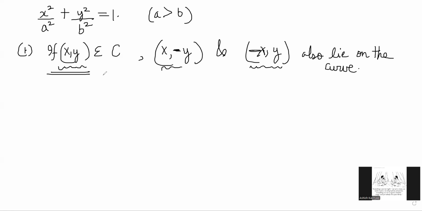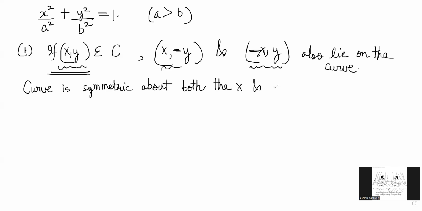So what this tells us is that if you have one point on the ellipse, then the reflection of that point on the x-axis and y-axis will also lie on the ellipse. So the way to say that mathematically is that the curve is symmetric about both the x and y axis. So that is the statement that we can say.